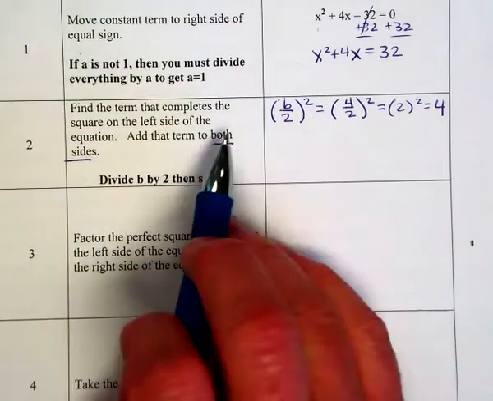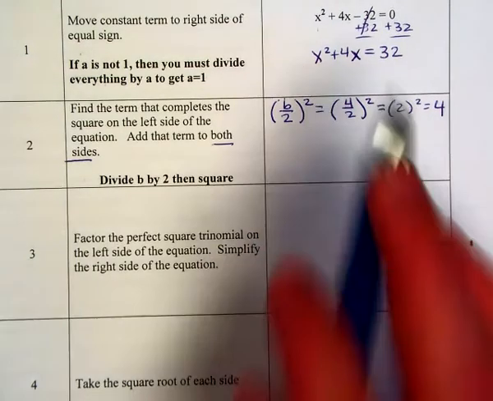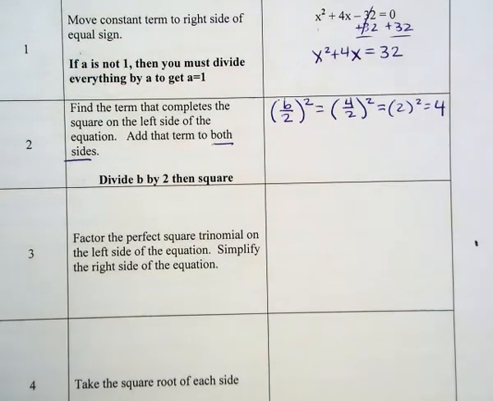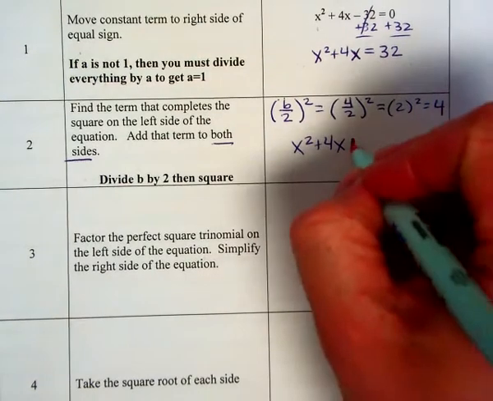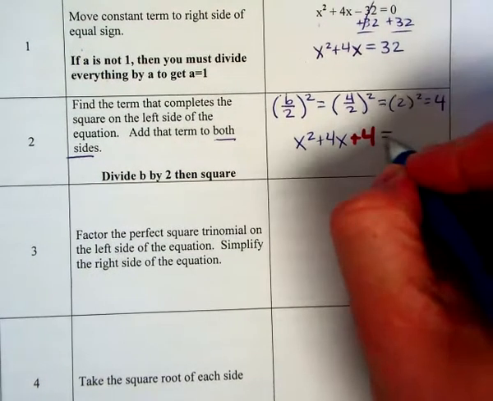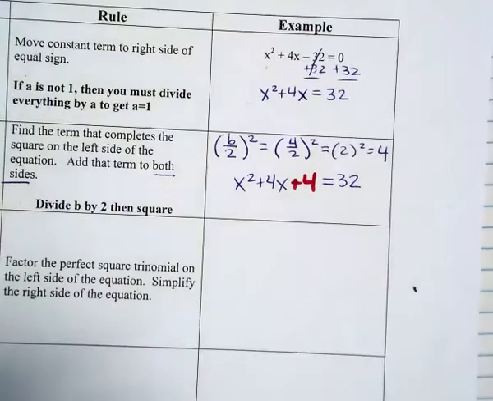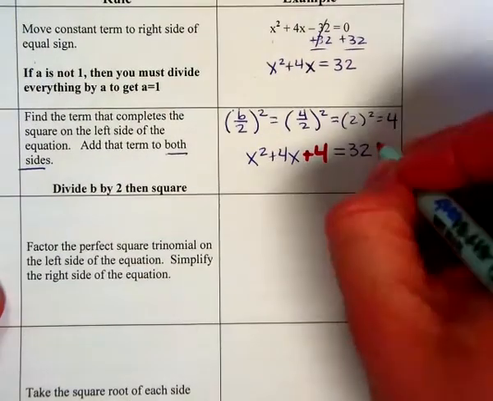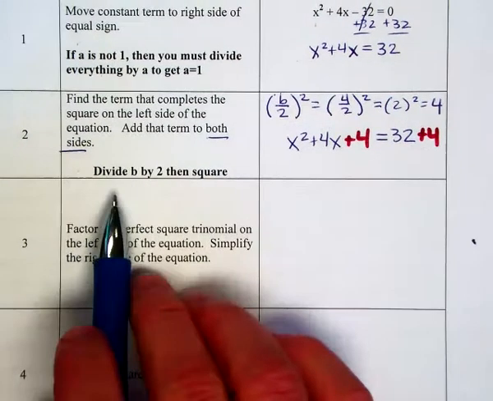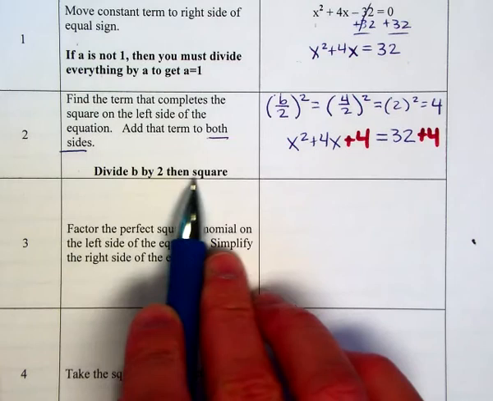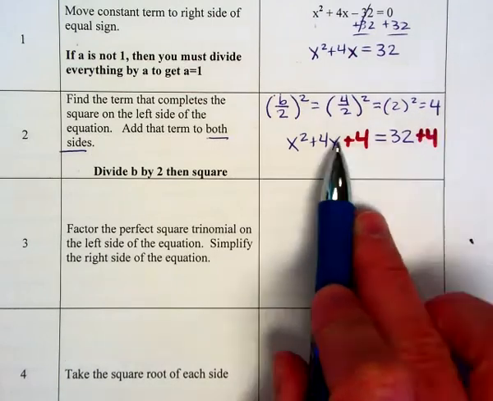Okay. It says right here, add that term to both sides. So we found this 4. We are going to add it to both sides of our equation. So we now are going to have x squared plus 4x plus 4 equals, and our equation had a 32, and we're going to add 4 to that side as well. So again, recapping the step, we divided b by 2, then squared it, and added it to both sides.